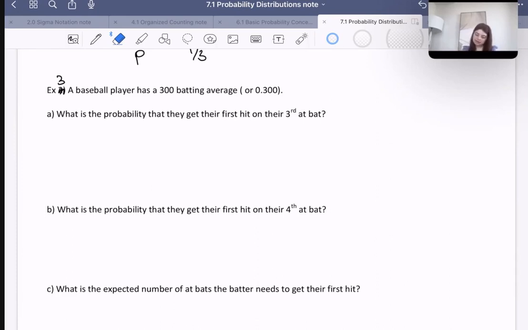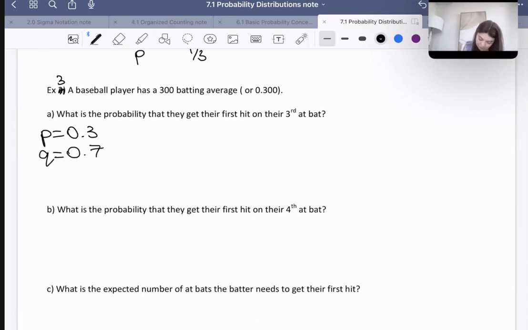So what this sounds like to me is the probability of one success is 0.3, right? 3 out of 10 times they get a hit, and the other 70% of the time, or 0.7, they do not. So that means Q would be 0.7. So 70% of the time they fail and don't get a hit, and 30% of the time they do get a hit. Now, I have no idea whether or not this is a good batting average. I'm not really sure. But either way, that's their batting average.